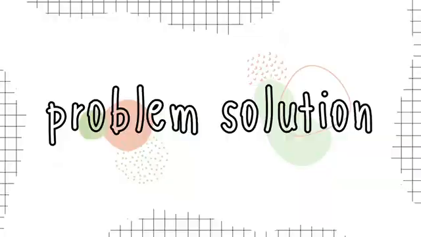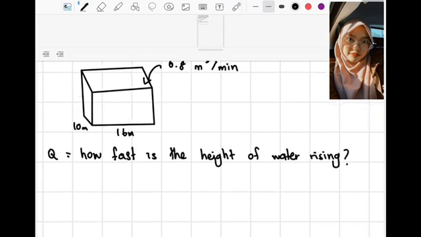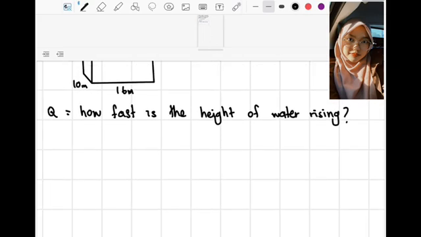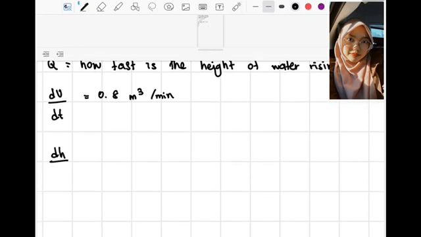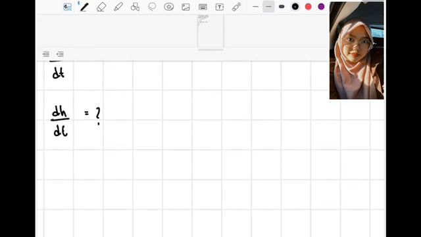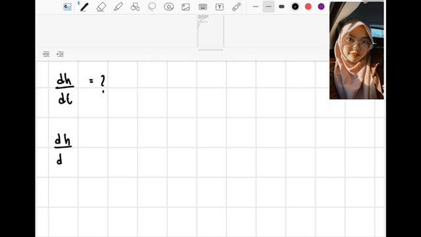Problem solution. Moving on to finding the solution. From the problem statement given, we can conclude that dV over dt is equal to 0.8 meter cube per minute. However, we want to know how fast the height of water is rising, which is dh over dt. To find dh over dt, we have to make a new formula. So dh over dt is equal to dh over dV times dV over dt.